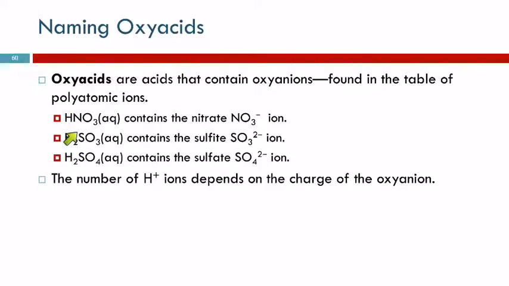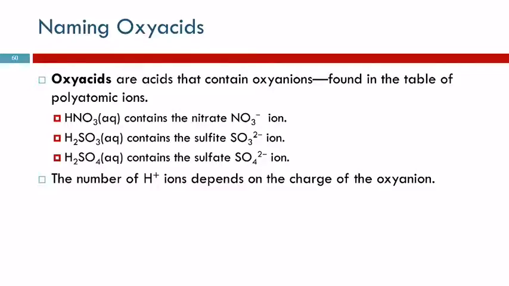H2SO3, if I cover up those H's, I've got SO3. That has the sulfite ion in it. You see that? Sulfate is hiding in this acid, SO4. The number of hydrogen ions that are in the acid depends on the charge of the oxyanion.